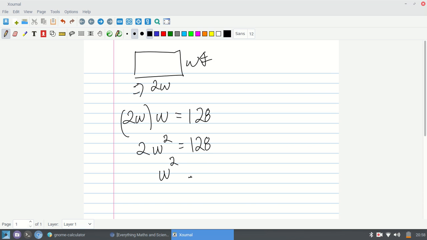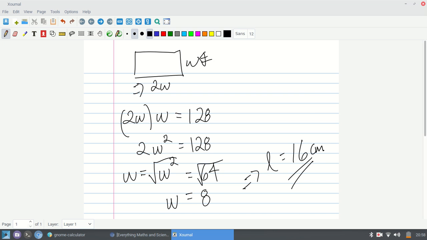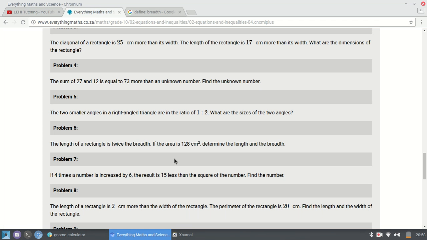Divide both sides by 2, and I get 128 over 2. What is that, 64? The square root of 64 is 8, so the width is 8. Right? I got to take the square root of both sides, remember that. Okay, so the width is 8, so the length, right, should be twice that, which is 16. That's it. Okay, and I believe it was in units of centimeters. Yeah, because the area is centimeters squared.